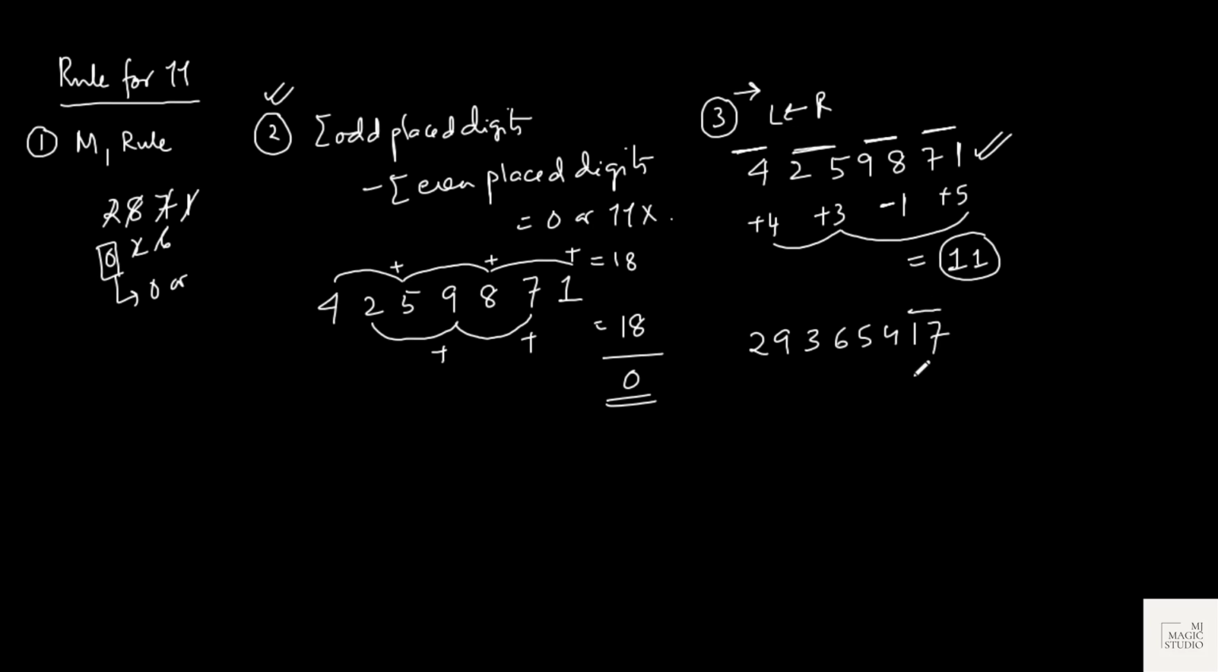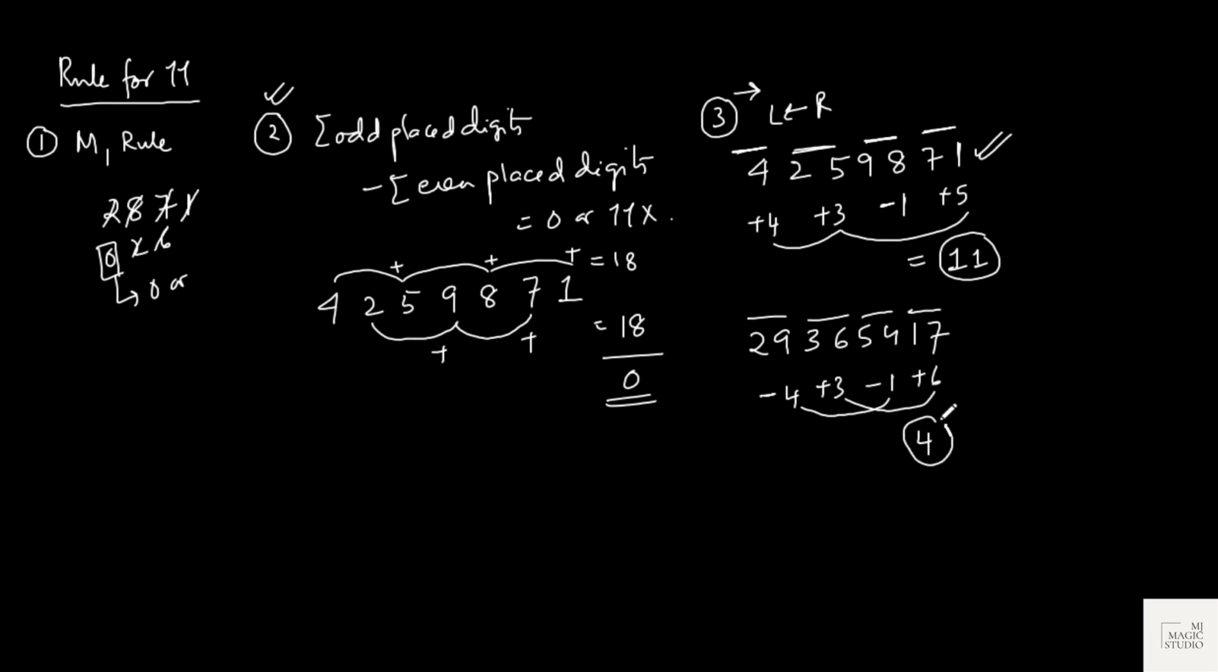We make pairs. 17 will give plus 6. 54 will give minus 1. 36 will give plus 3. 29 will give either plus 7, or you can write 33 minus 29, that is minus 4. So what are we getting ultimately? 6 plus 3 is 9. 9 minus 5 is 4.